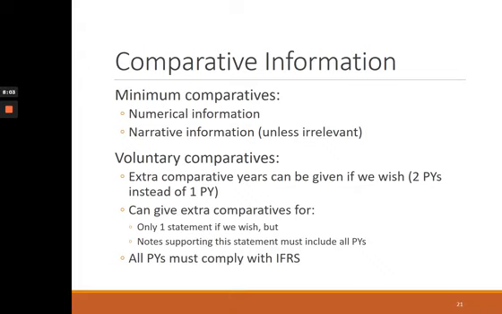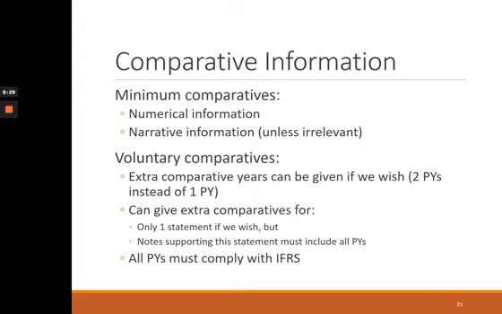Comparative information. The minimum comparatives we need to include is numerical information and narrative information. Very important is that we need to have a minimum of 1 year of comparative information. So one for the current year and then one for the prior year. So 2 columns, one for the current year, one for the prior year.